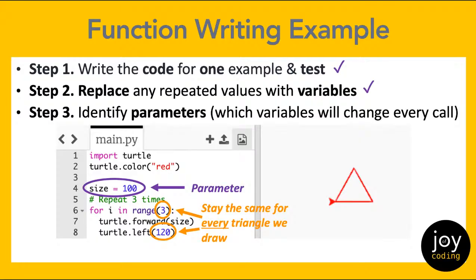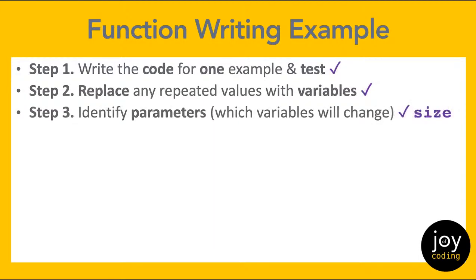And in this case, we are drawing what's called equilateral triangles. We are not trying to draw every triangle. We're trying to draw a very specific triangle. And in this case, every triangle we draw is going to have an internal angle of 120. So that number is not going to need to change either. So we've double checked our work and we've confirmed that size is the only parameter. Awesome. So let's move on to the next step.